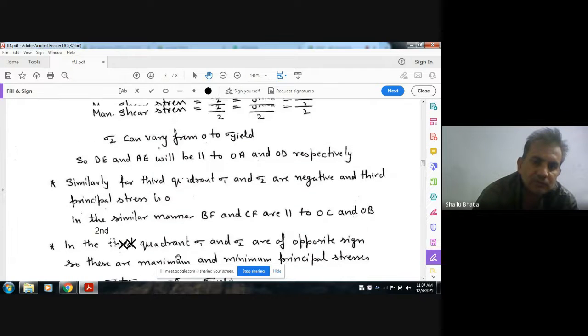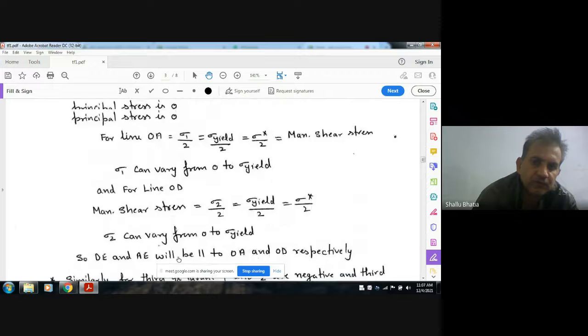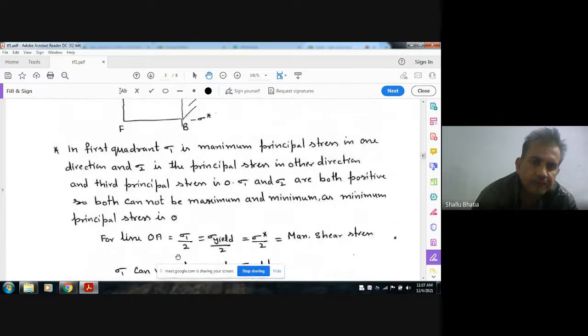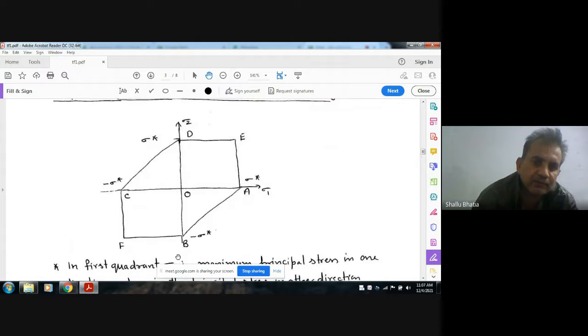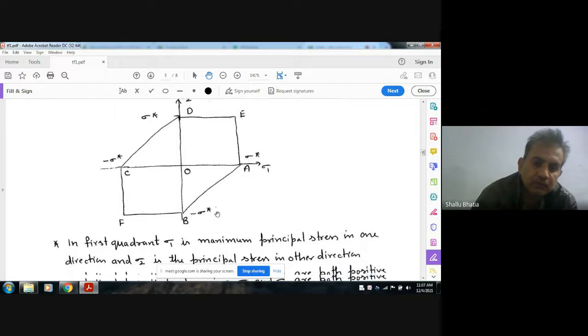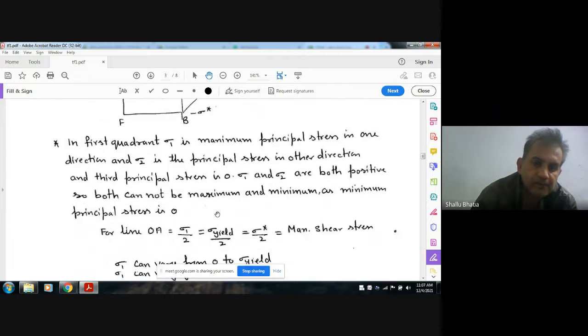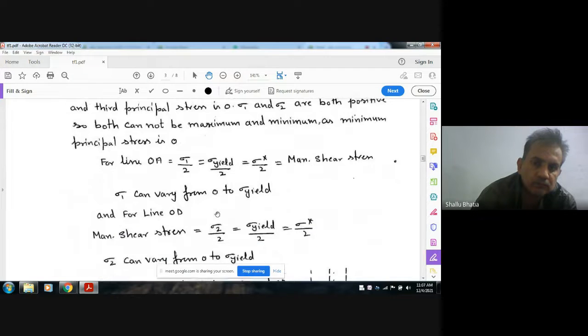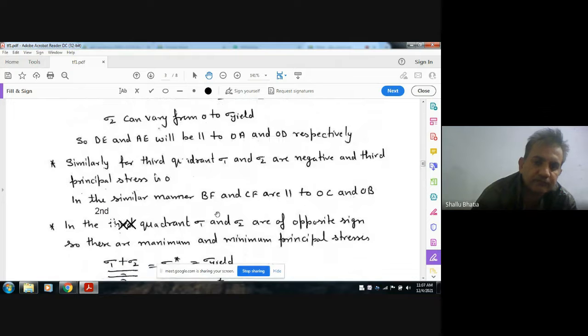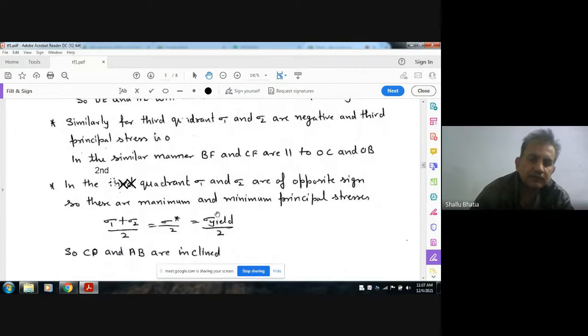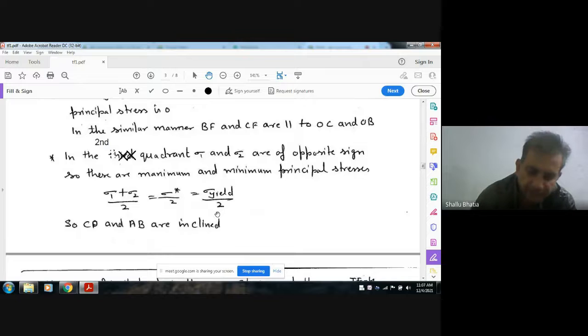So this graph will not be a line parallel to the x-axis or y-axis. Because it takes the effect of both sigma 1 and sigma 2, the graph will be like that. Similarly, in the fourth quadrant, the graph will be like that because both stresses are of opposite sign. So CD and AB are inclined.